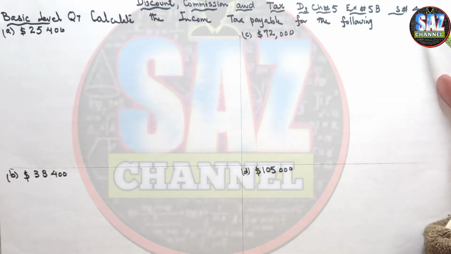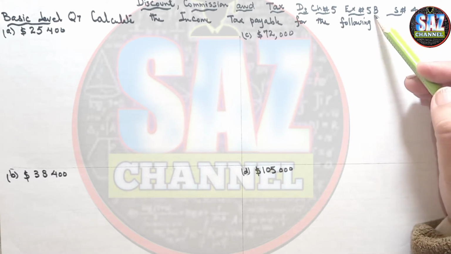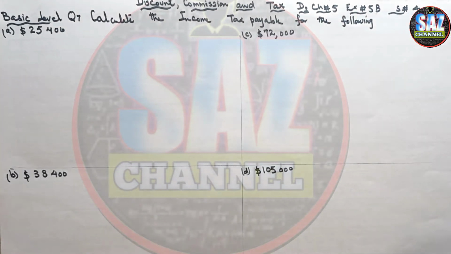This is my fourth lesson of D3, chapter number 5, exercise 5B. The exercise is about discount, commission and tax. Before going to the exercise, I expect that you have watched the previous lessons and have a good command of all the formulas and concepts, because for better understanding of mathematics, it's really important to integrate the lesson with the previous lessons.